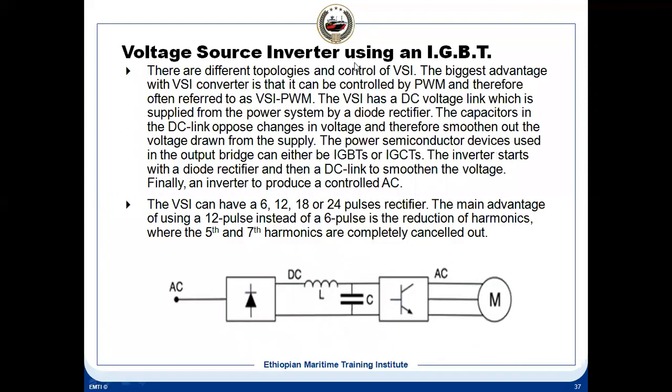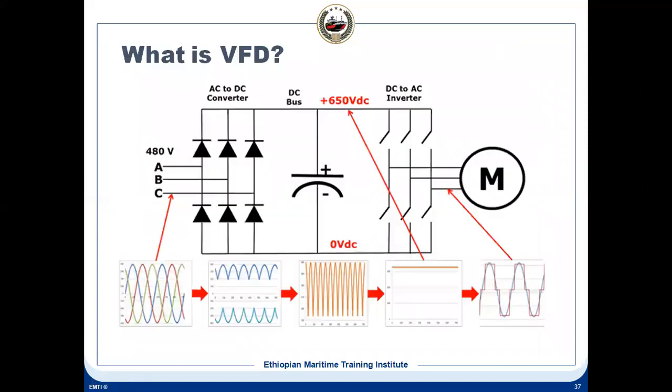So it converts into a variable voltage, variable frequency. This is a voltage source inverter. Sometimes they ask you, VFD is also known as voltage source inverter. Voltage source inverter means there are different topologies and controlling of the VSI. The biggest advantage of a voltage source inverter is that it can be controlled by pulse width modulation, and therefore it is often referred to as a VSI PWM.